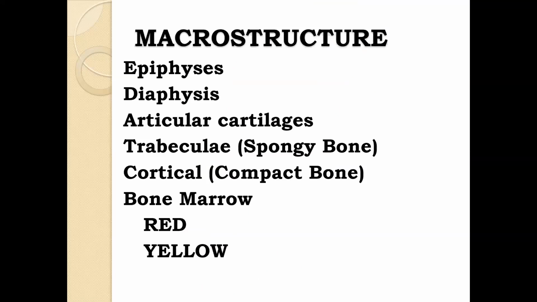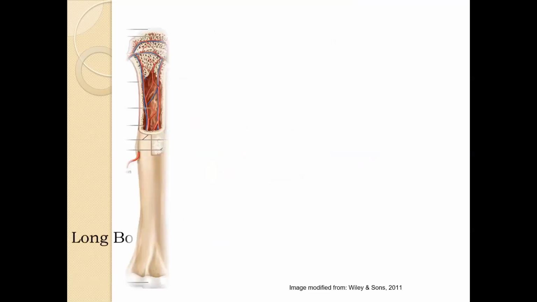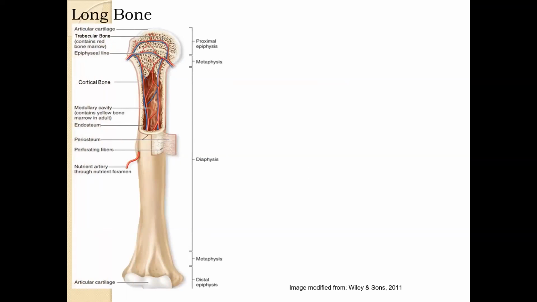When we start looking at the bone itself, particularly within the long and the short bones, we get distinct areas that we will see within the bone, which we refer to as the macrostructure. This includes the epiphysis, the diaphysis, the articulating cartilaginous edges, as well as the medullary cavity with the bone marrows that are found within it. And so let's take a look at what we're seeing within these areas.